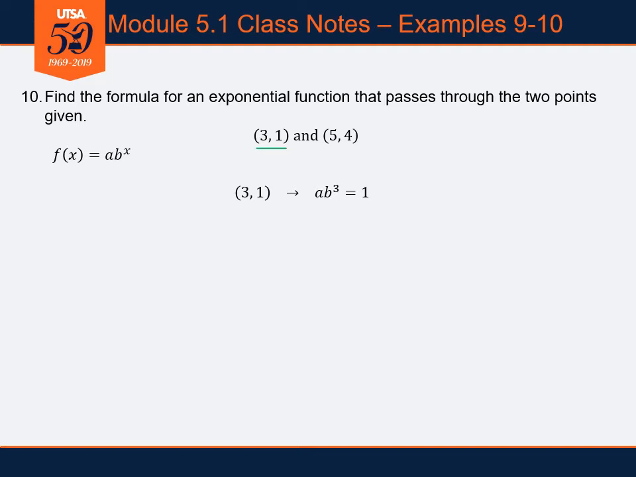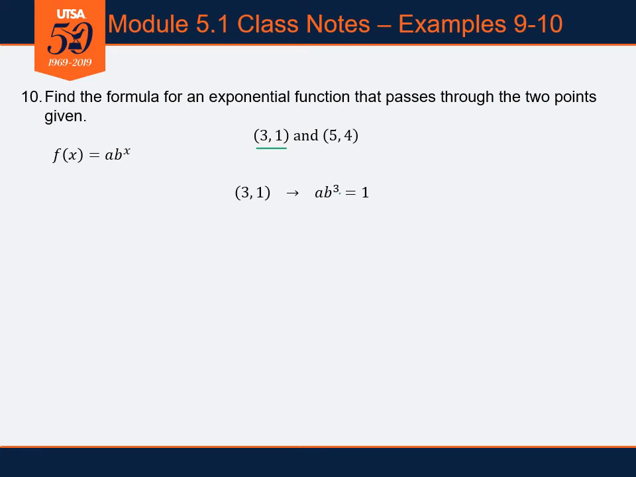I can't do this time what I did last time. I can't simply say b to the 0 is 1 and then have my a value immediately, because I don't have a 0 power this time. That actually made things a lot easier in example 9. When we started off with a 0 power, this time I don't have that, and in fact I cannot simplify this any further because I don't know what b is, so I don't know what b cubed is, and there's not a whole lot I can do here.